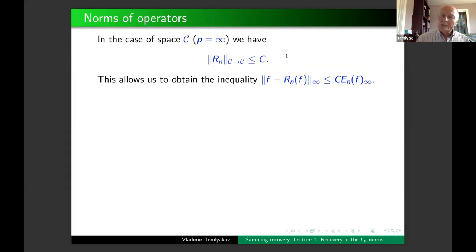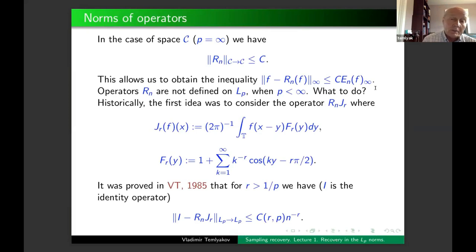So in order to study this operator, we need to do something. This is a remark that this property basically allows us, in combination with the property that Rn restricted to trigonometric polynomials is an identity operator, to handle it. This shows that now we understand pretty well how to handle this operator in LP. But in the very beginning, about 40 years ago, it was not that obvious. The first attempt, and the successful attempt, was the following.